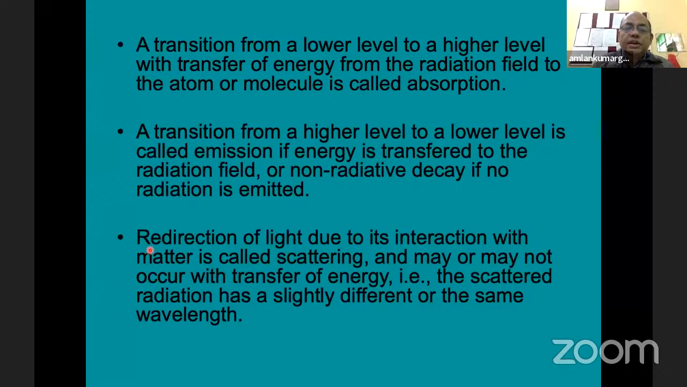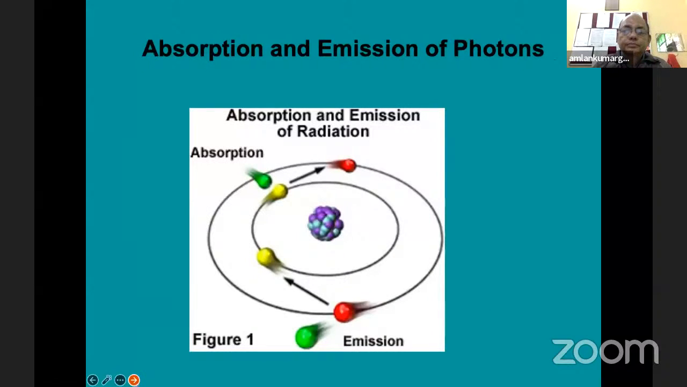There could be redirection also. Redirection of light due to its interaction with matter is called scattering. It hits this place and goes this way. So it's scattering, and this may or may not occur with transfer of energy. That is, scattered radiation has a slightly different or the same wavelength. So there is no change in wavelength in scattering.